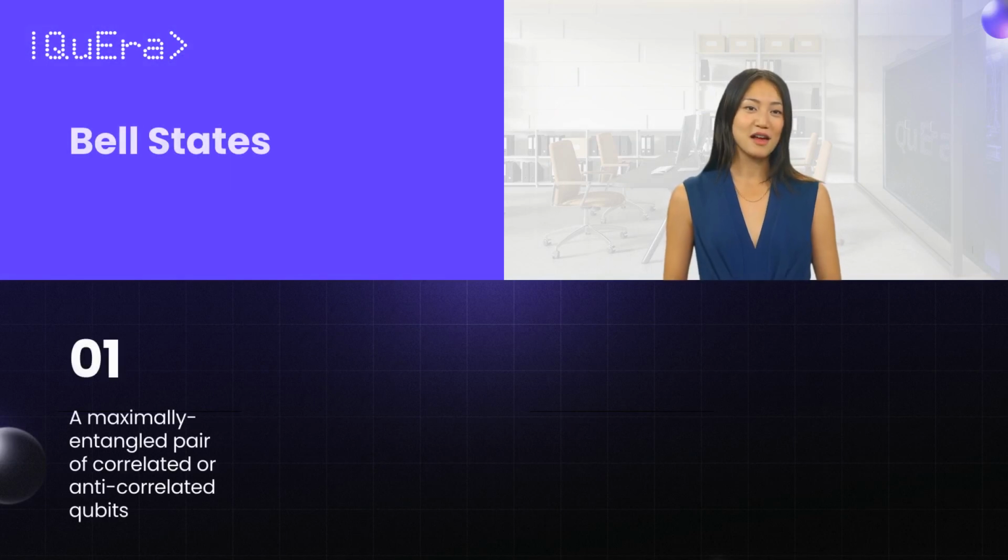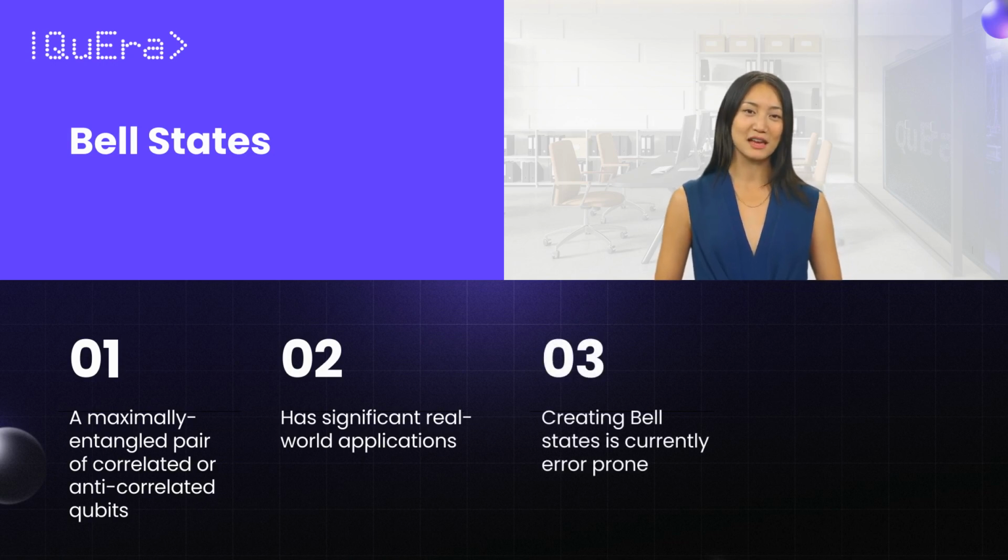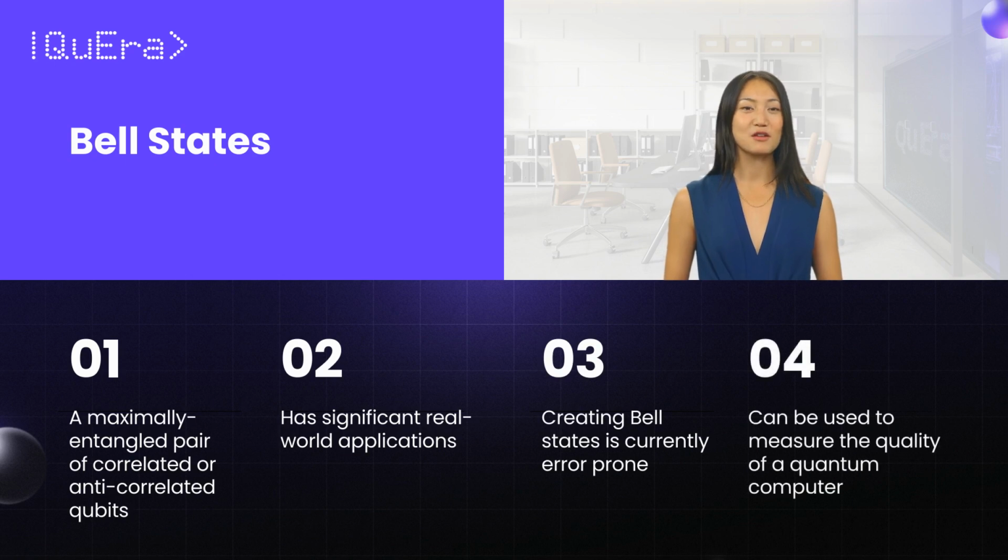In summary, a Bell state is a maximally entangled pair of correlated or anti-correlated qubits. Despite its relative simplicity, it has significant real-world applications in cryptography and computation. Creating Bell states is currently error-prone. Bell states can be used to measure the quality of a quantum computer.